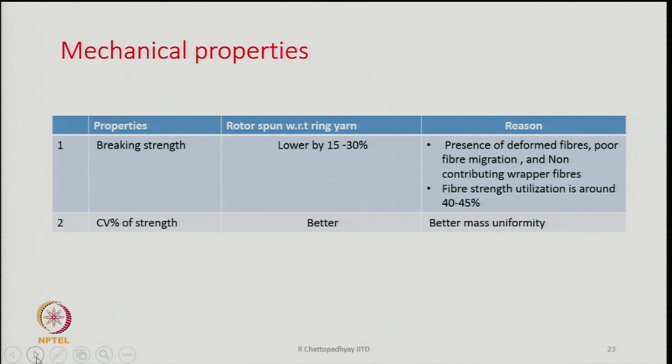CV of strength is better, however, because the yarn is more uniform. Why is it uniform? Because of more number of doublings, back doublings, if you remember that word, that happen within the rotor, and we are directly feeding fiber. So, there is no chance of generation of drafting waves by the rollers, which we get in the case of the roving frame and the ring spinning machine itself. This is something which is missing, and hence the uniformity is better.